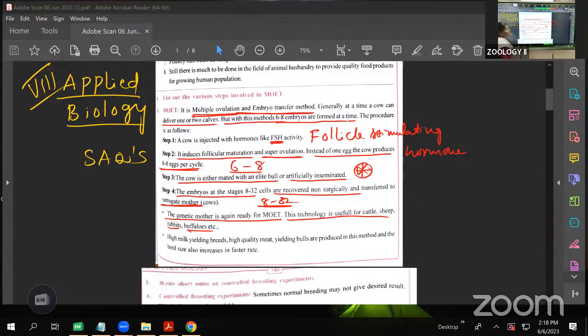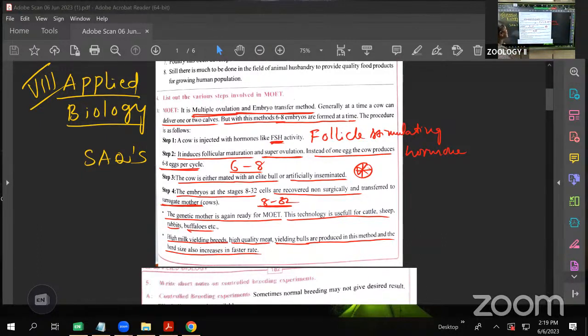Next, in which characters are we using it? Mainly in high milk yielding breeds. We can also produce animals giving high quality meat, and bulls with higher yield. Their size also increases at a fast rate. Clear? For fast-rate development purposes also we are using this technique.